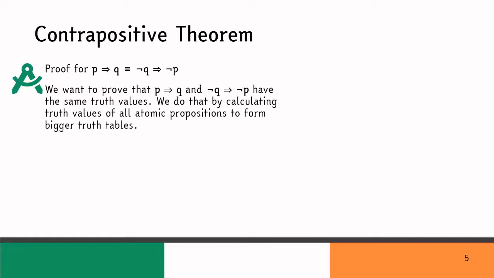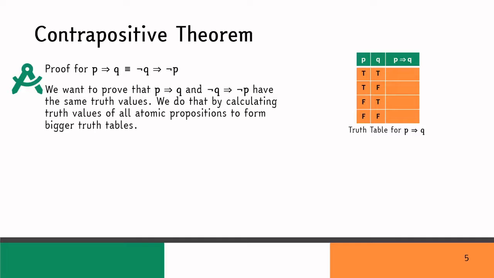Let us start with P implies Q. We know that only in the case where a hypothesis is true and a conclusion is false, the implication leads to a false. In all other cases, the implication leads to true.